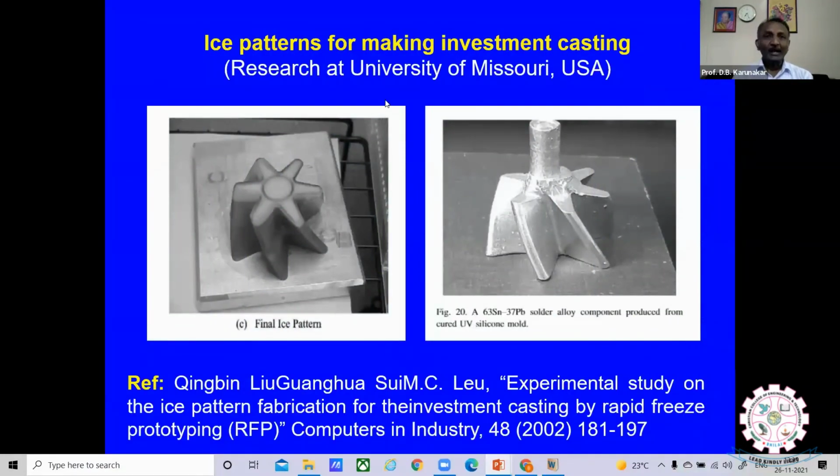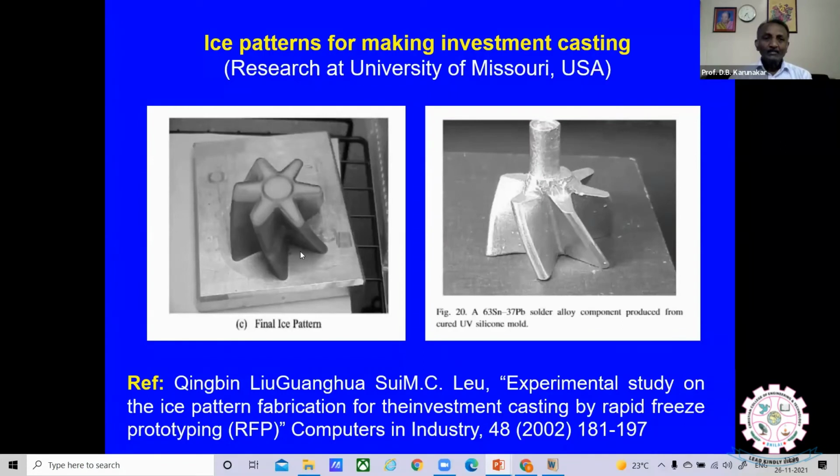Now people are using ice patterns for making investment casting. If I ask you what is the pattern material in the investment casting, you all will agree that it is the wax. Of course, people have used mercury, which is now outdated. Now recently, people have started using ice patterns.